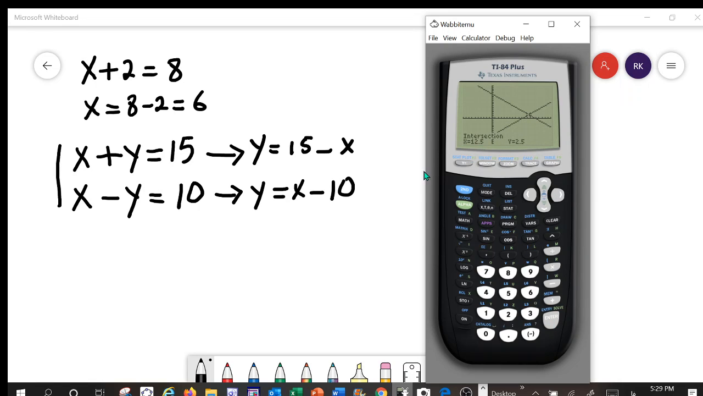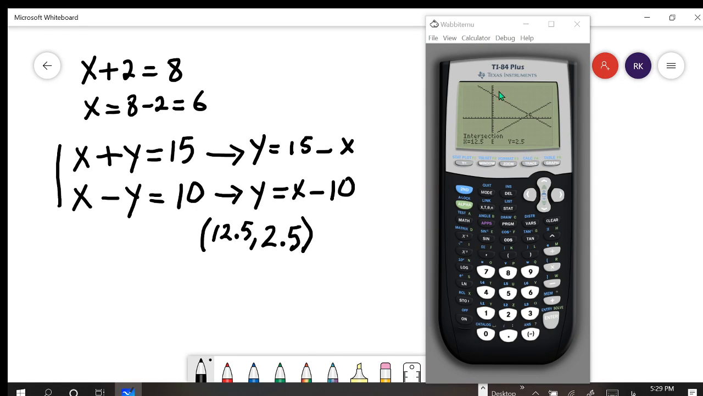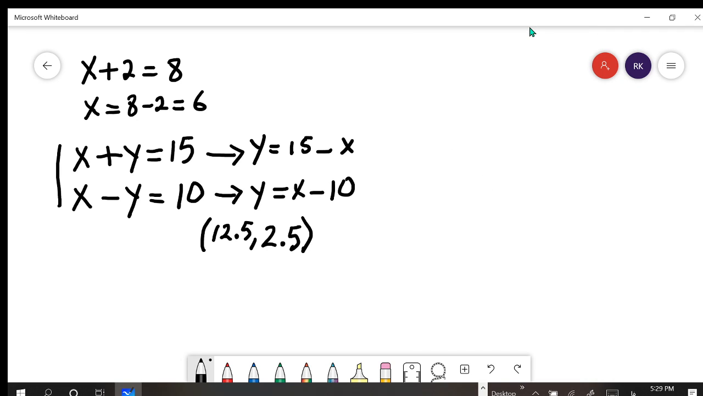So intersection is at what? Is at 12.5 and 2.5, right? So that's the solution for this system of equations, right? Now, a system of equations can have one single solution. Now, what if we change this?